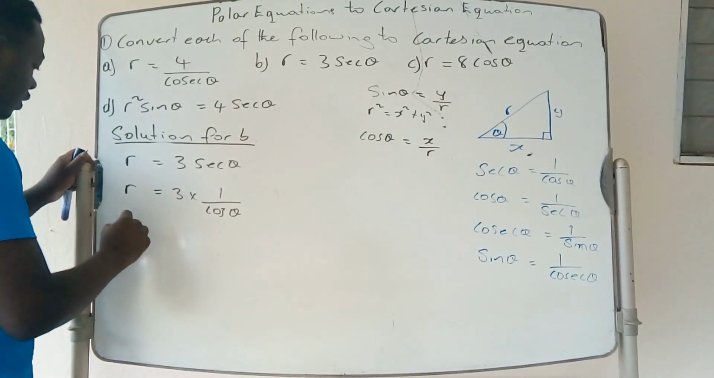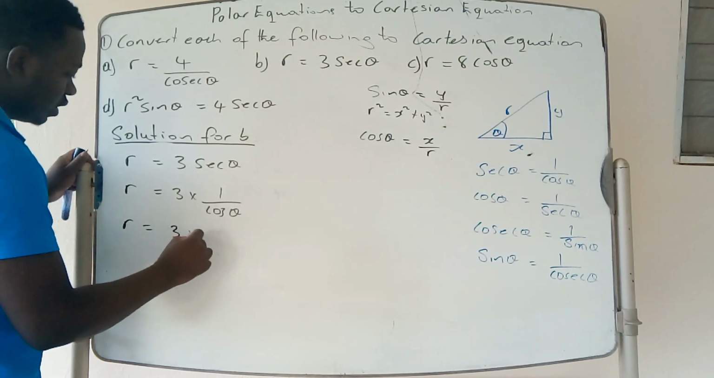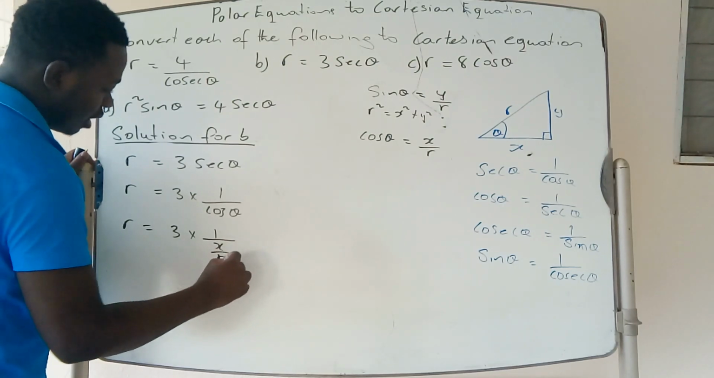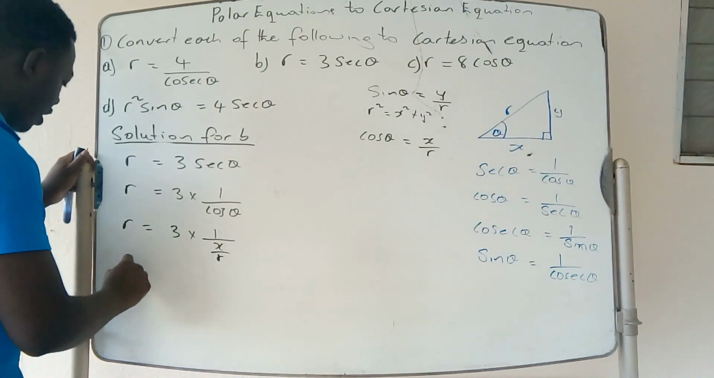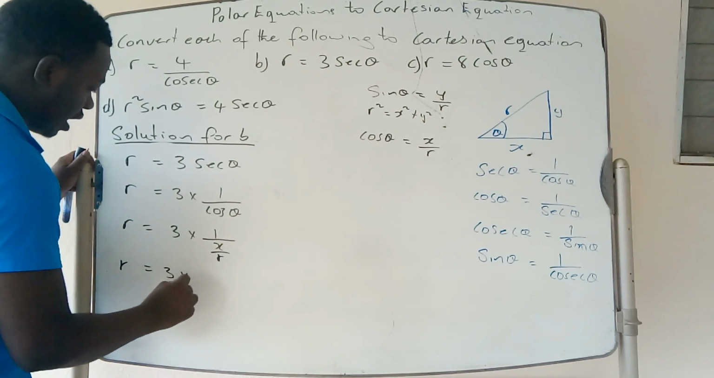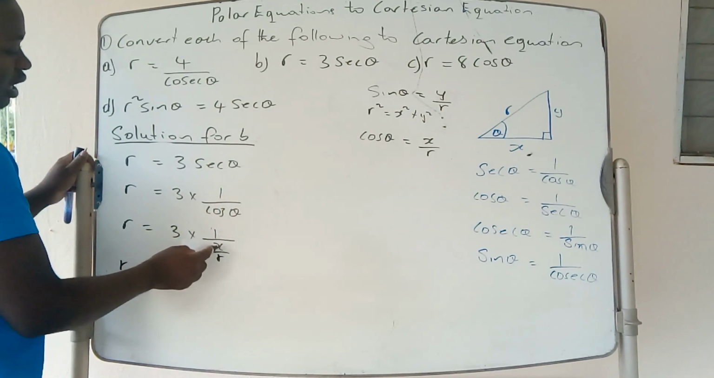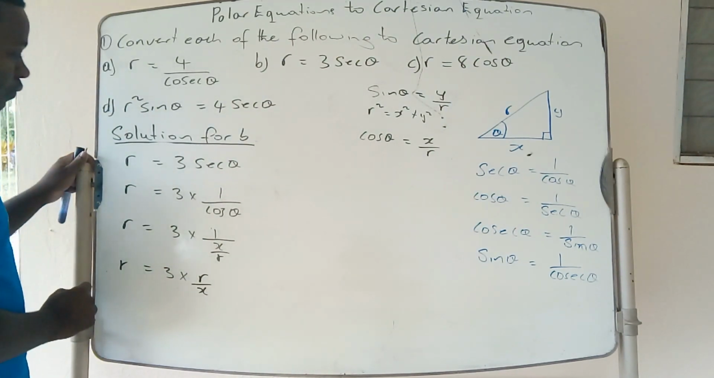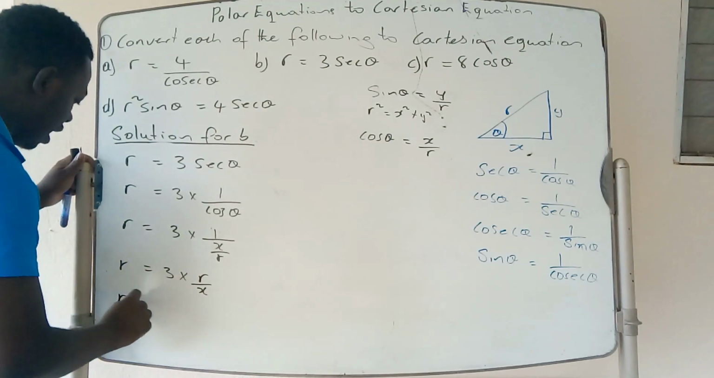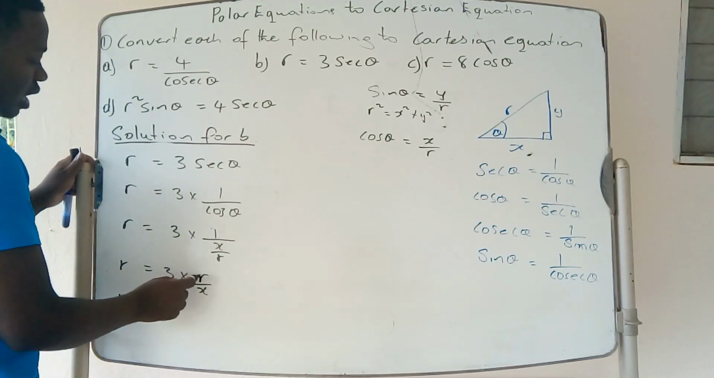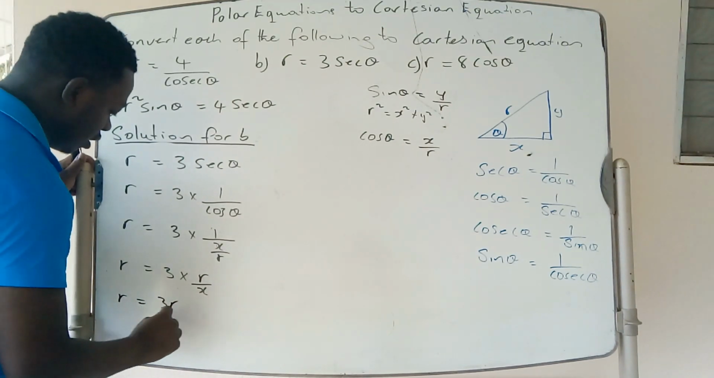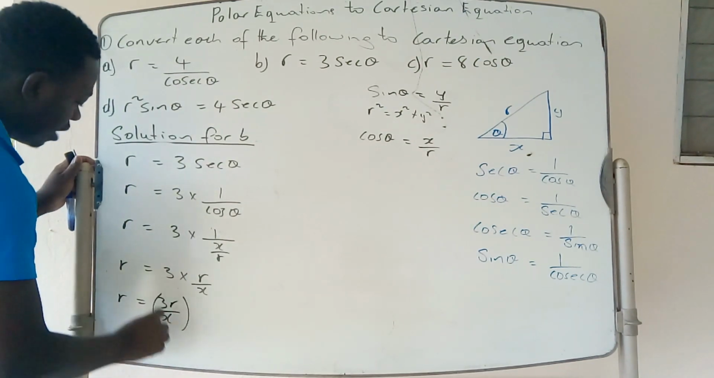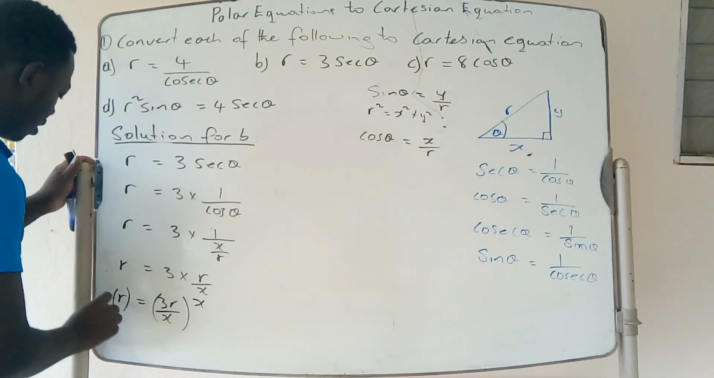So therefore here r is equal to 3 times 1 all over x over r. Right? So r here is equal to 3 times, what's 1 divided by x over r? That's just going to be r over x. Right? Now we have r is equal to 3 times r, that's going to be 3r over x. Right? What we're going to do, we're going to multiply both sides by x.